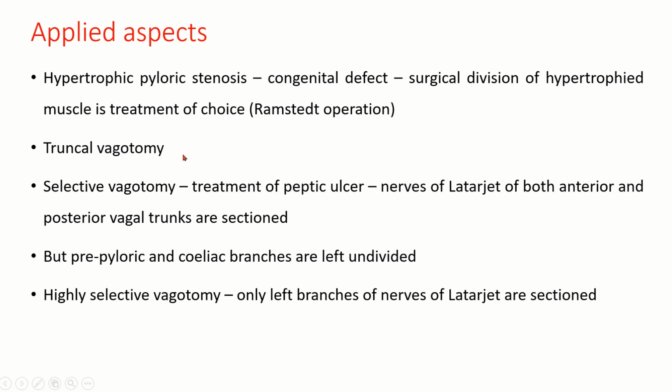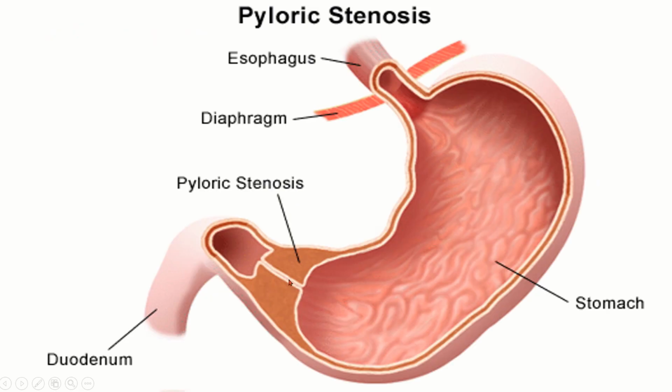In truncal vagotomy, directly the trunks are cut. In selective vagotomy, nerves of Latarjet are cut. And in highly selective vagotomy, only the branches of the nerves of Latarjet are cut. You can see here. So this is the pyloric stenosis.